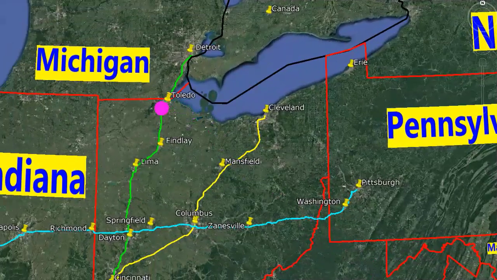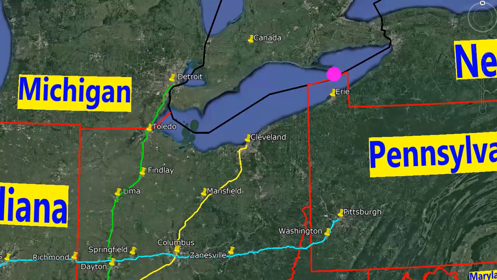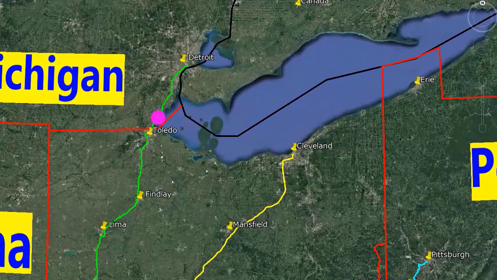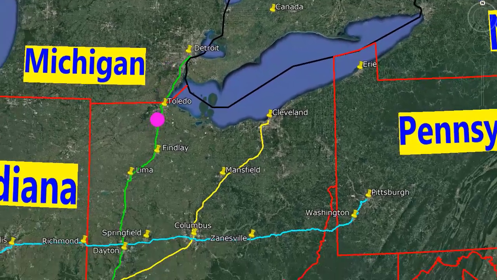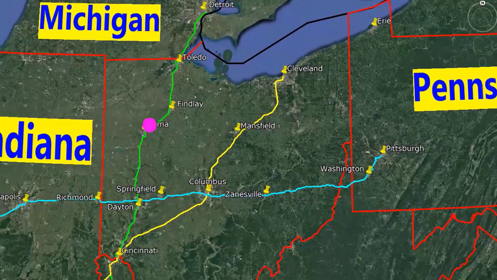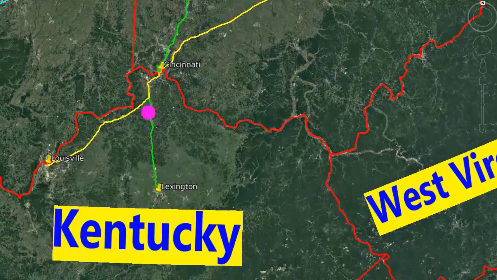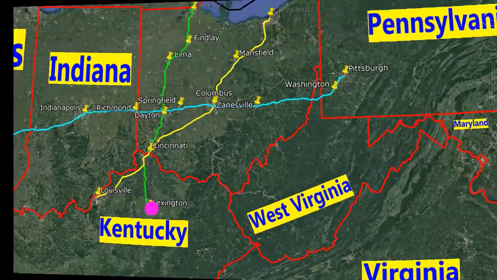The city of Toledo is located at the western end of Lake Erie. From Toledo, take Interstate 75 north to get to Detroit in Michigan. Or south to travel to Findlay, Lima, Dayton, Cincinnati, and then Lexington in Kentucky.